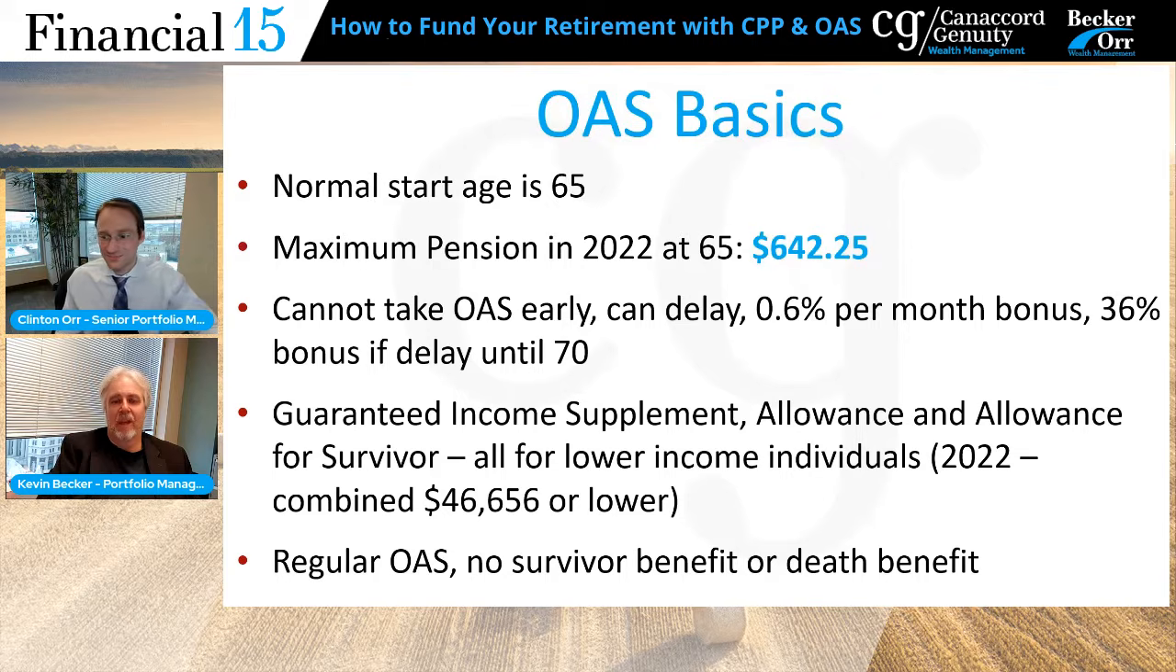Would you agree, Kevin? Yeah, and again, as we mentioned beforehand, you can't take it early, but you can delay it, and you get more bonus if you delay it until 70. There's an extra 36%. Again, assuming that you're not in that clawback scenario. If you are, it really won't matter whether you delay or not, depending on how much is going to get clawed back. There's also the guaranteed income supplement and a few other odds and ends.